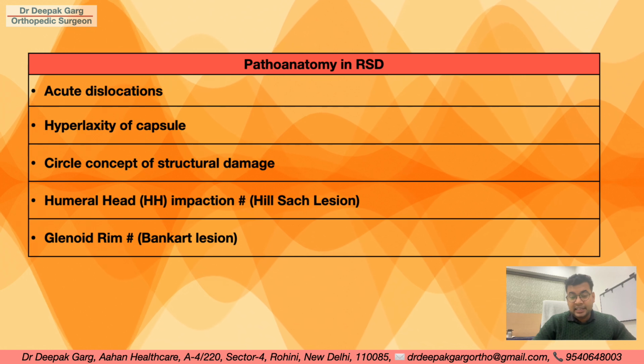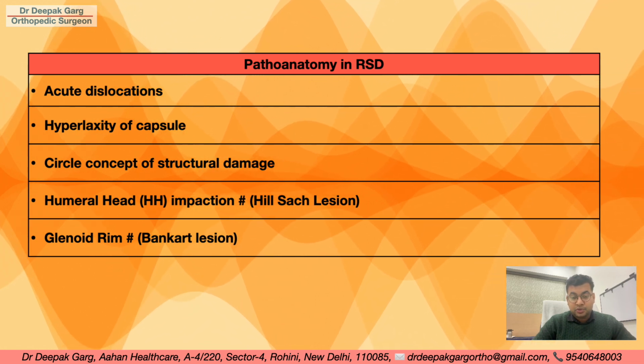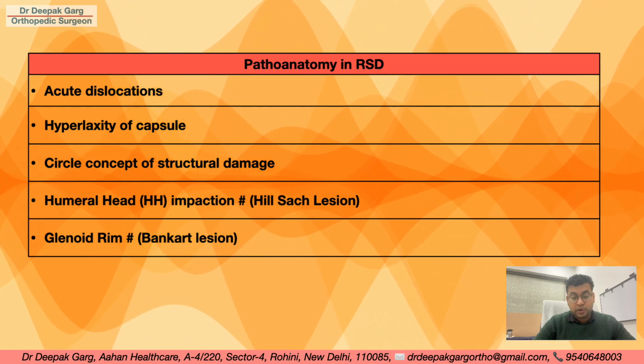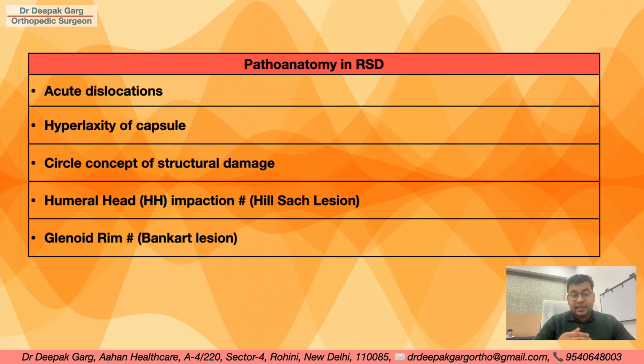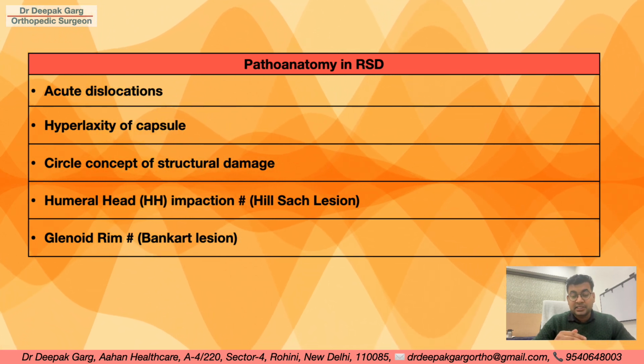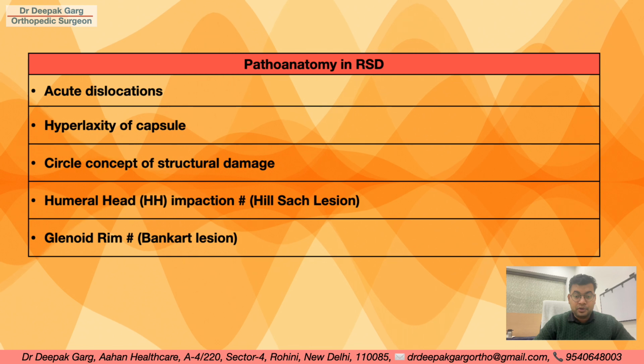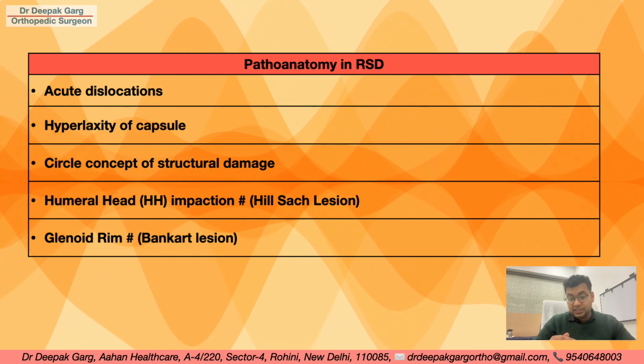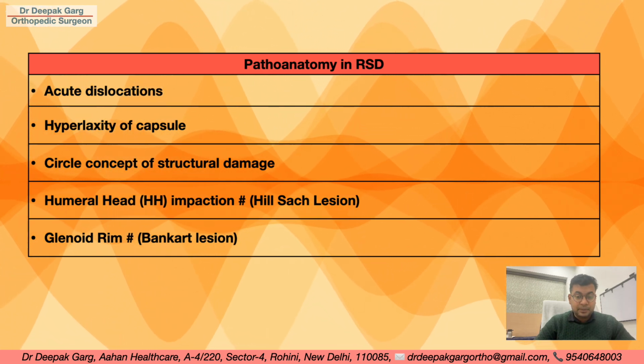Let's just understand a little bit about the pathoanatomy in recurrent shoulder dislocation. Now in an acute dislocation, if the patient has an acute dislocation, there is a high chance that he has a rupture of the capsule. He can have at least the anterior-inferior part of the capsule ruptured.